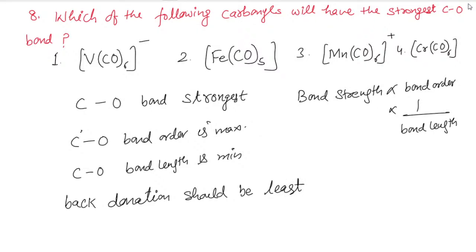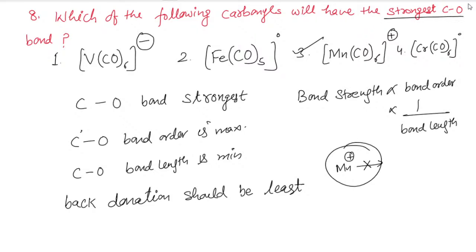Least. Very good, least. Okay, so see, there is one negative, there is neutral, this is also neutral, but there is positive charge. So obviously when it has positive charge, back donation is less or little chance of back donation. That's why third option is correct. See, if we have weakest CO, then it should be first, because back donation is maximum if metal has a negative charge, and if metal has positive charge, then its back donation is least. Okay.